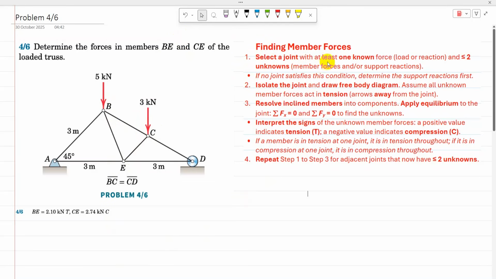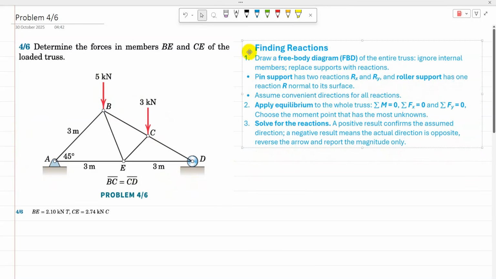Number one, select a joint with at least one known force and two or fewer unknowns. There are only two known forces here. One is 5 kilonewton at B, but at joint B there are three unknown member forces, so we can't select joint B. The next one, 3 kilonewton, is acting at joint C, and again joint C has three unknown member forces, so we can't select that joint. If no joint satisfies this condition, determine the support reactions first. So for this process, first we have to find the support reactions.